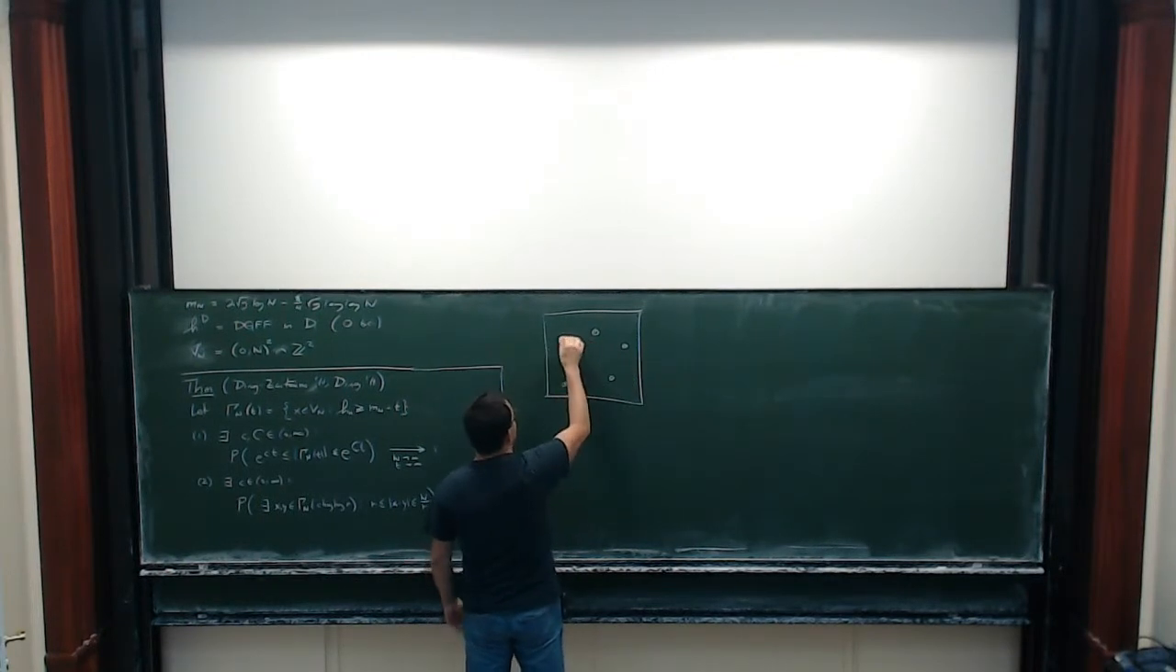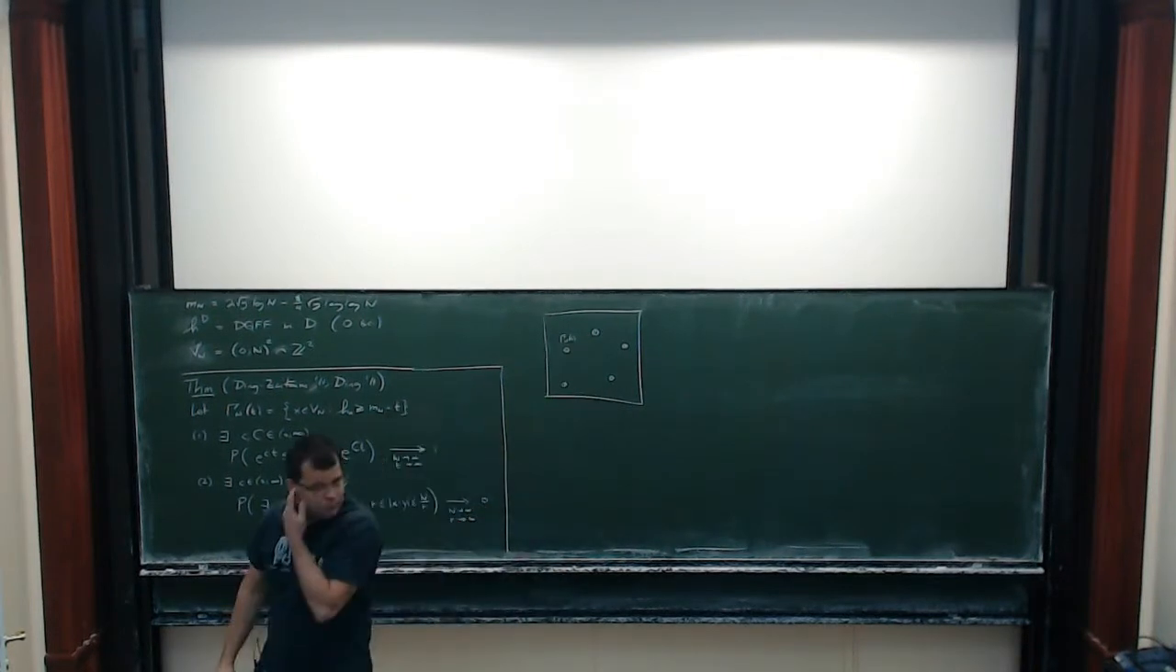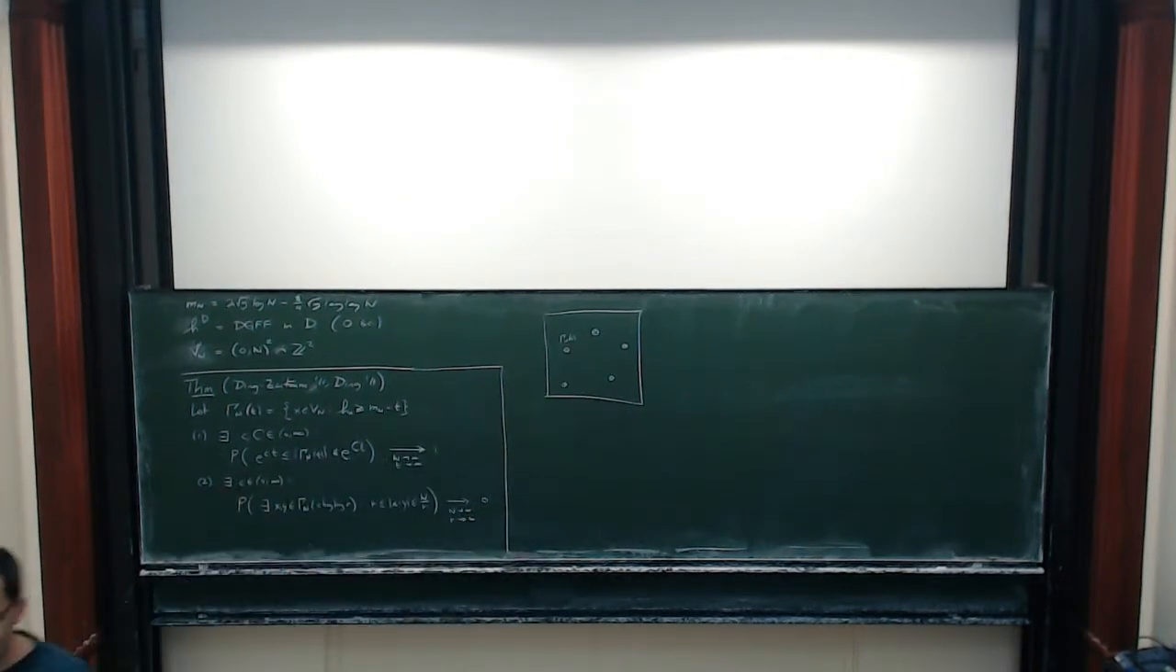Okay, so this is the structure of the set gamma nt. And that's, I guess, the most important message from this theorem for us.